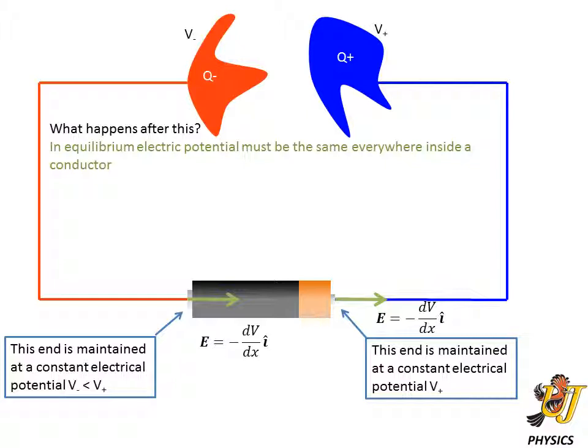Therefore, in electrostatic equilibrium, the electric potential in the wire and the conductor connected to the positive terminal of the battery must be at the same electric potential as the positive terminal of the battery itself. And the same goes for the conductor that is connected to the negative terminal of the battery. This implies that an electric field is now set up between the positively charged conductor and the negatively charged conductor.